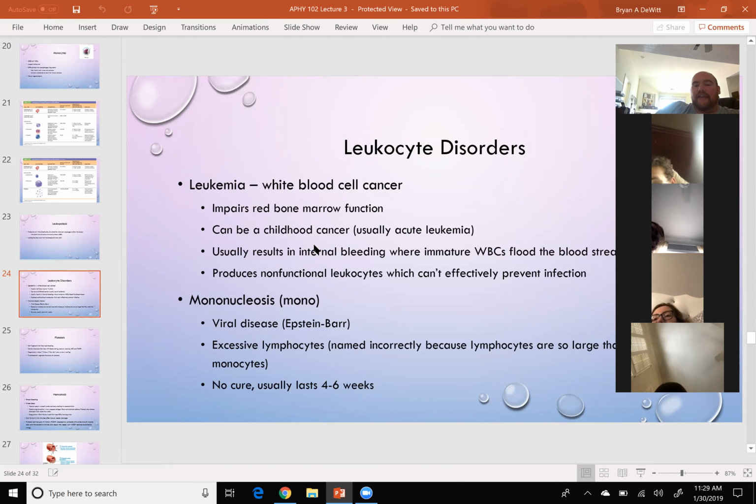Now, what's interesting here is that leukemia produces leukocytes, like there's just a ton of them around, so they can't effectively prevent infection. There's no tumor with leukemia. It's one of the only cancers that doesn't form a tumor. It's just that there's a ton of leukocytes around that do not function properly, and it doesn't stop infection.